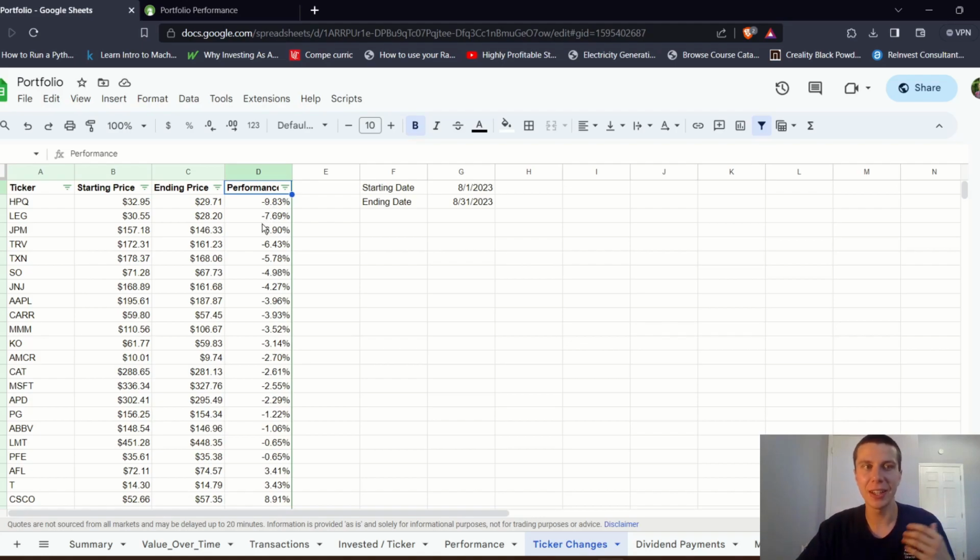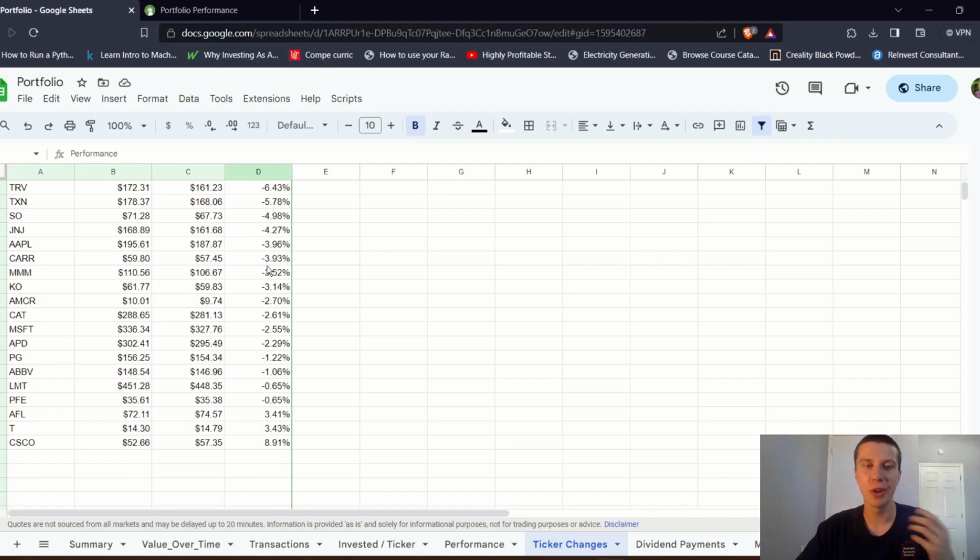Leggett & Platt, JP Morgan, Travelers down about 6, 7, 8%. Texas Instruments down almost 6%. That is one that has been bouncing around near where I want to buy it, but not quite close enough, I think, for me to be really interested. And we really only have 3 companies that are positive on the month, which is Aflac, AT&T, and Cisco, up about 3.4% for the first 2 companies there, and then Cisco blowing it out of the water, up about 9% this month, which is pretty interesting.